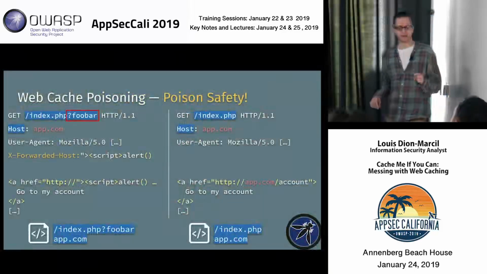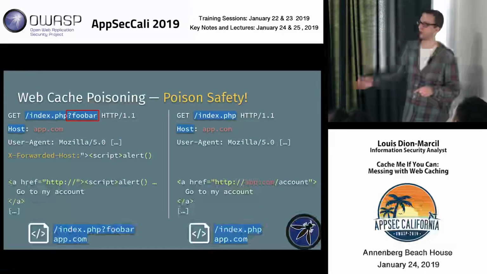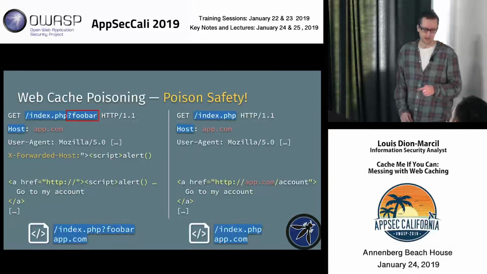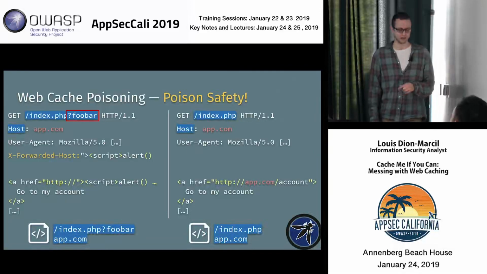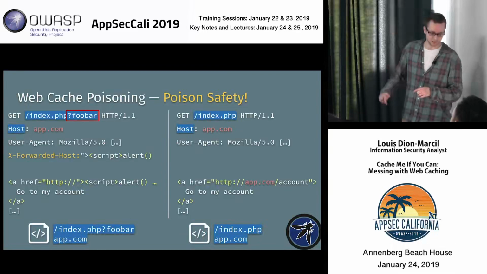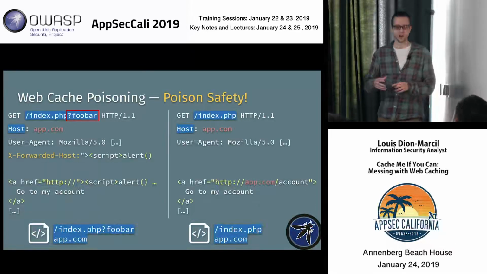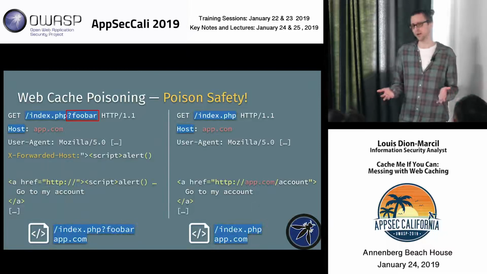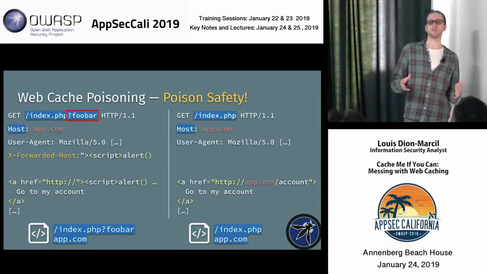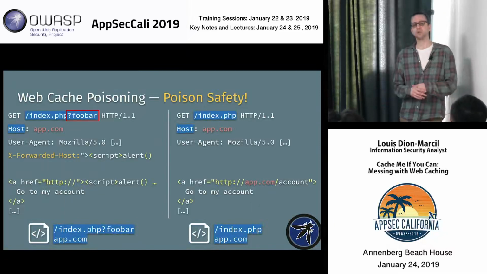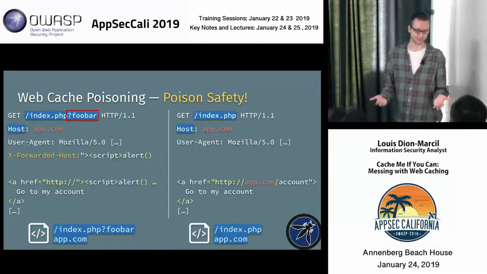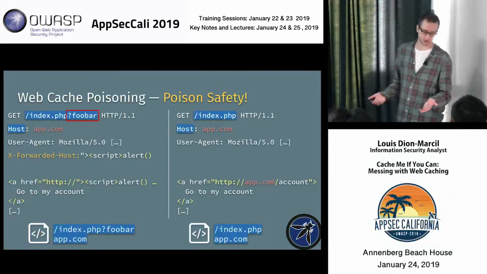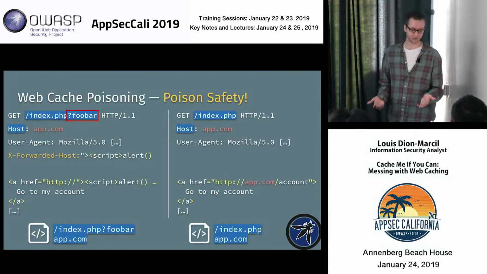A single thing that you need to remember before trying this on, for example, public bug bounty programs is poison safety. And I love calling it poison safety. Basically, you want a way to test cache poisoning without affecting everyone, right? You don't want to get your XSS payload cached and then have everyone see your nice little XSS, because then the bug bounty program is going to be pissed at you and you will get $0.